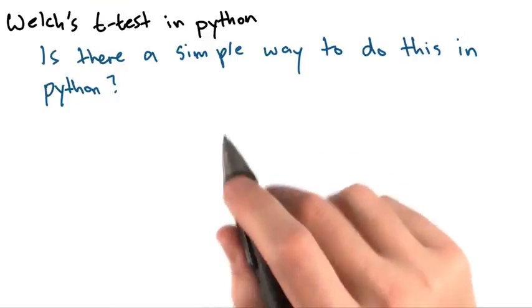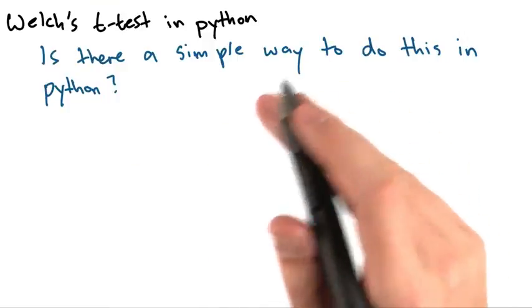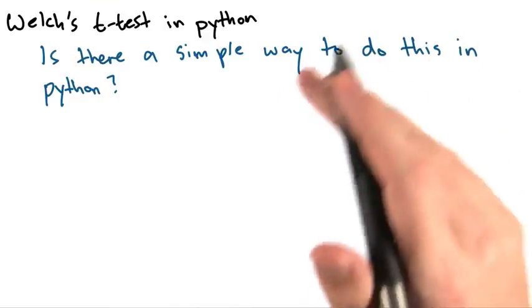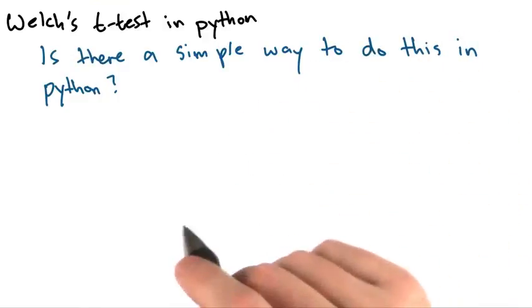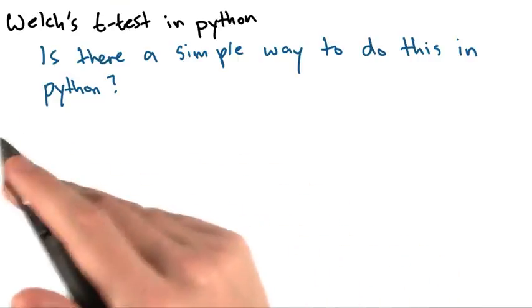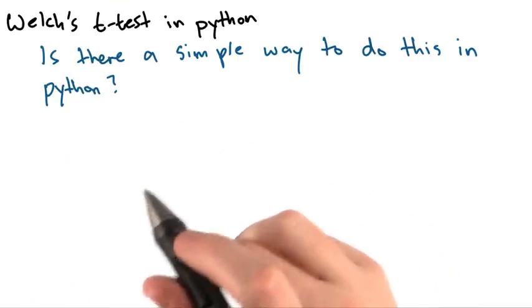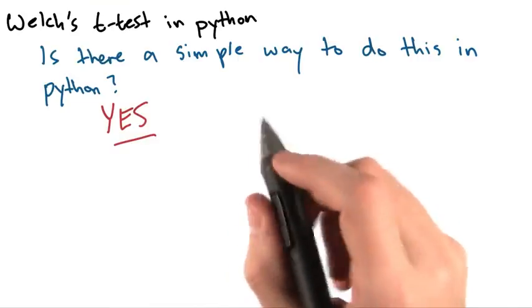Alright, so we've established that we can do this t-test and compute these t-values and nu values and p-values in the abstract mathematical sense, but you might be wondering, how do I do this in Python? Is there a simple way to do this? Well, the answer is yes. This can be done in the following way.